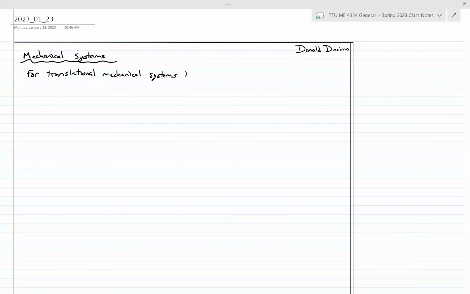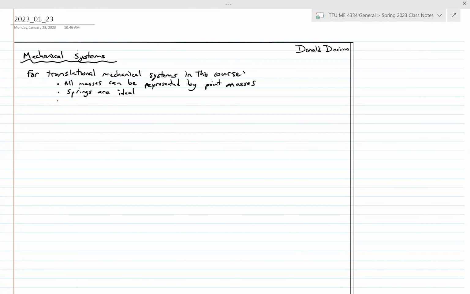in this course, we have a few assumptions that we're going to make. We're going to assume all masses can be represented by point masses, just to make it easier on us. Springs are ideal. And then for the most part, linear dynamics is what we're going to focus on.